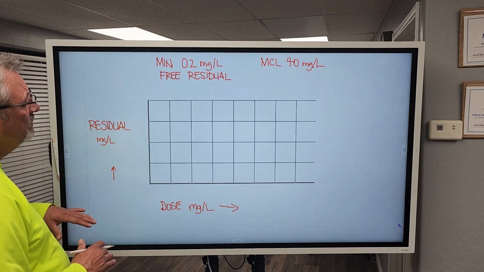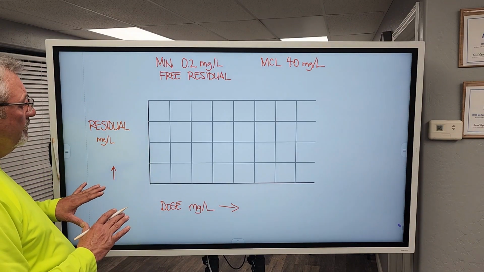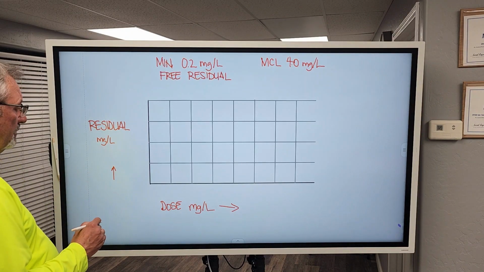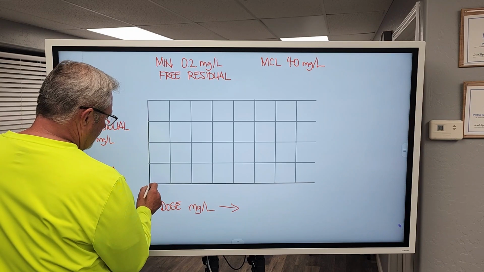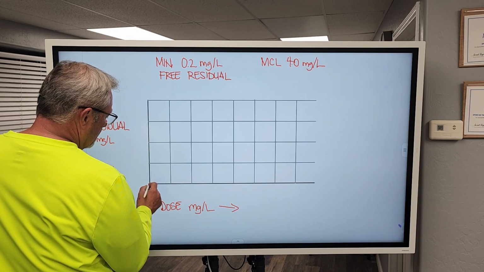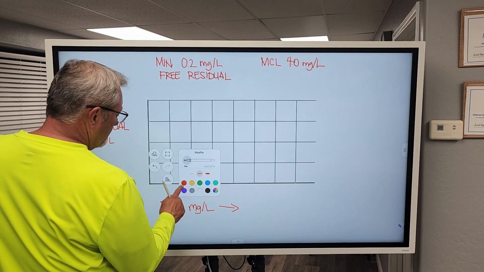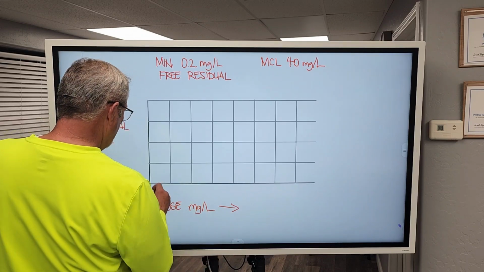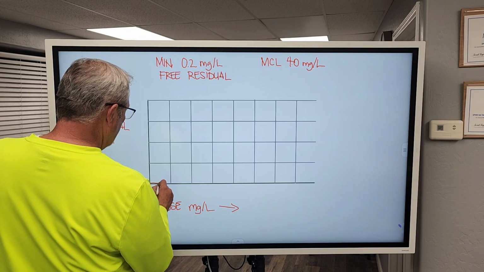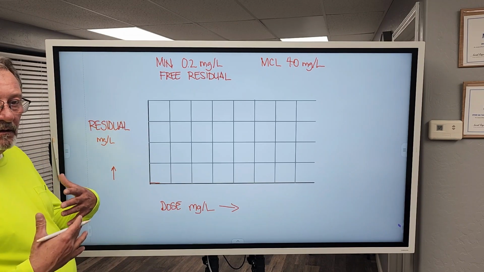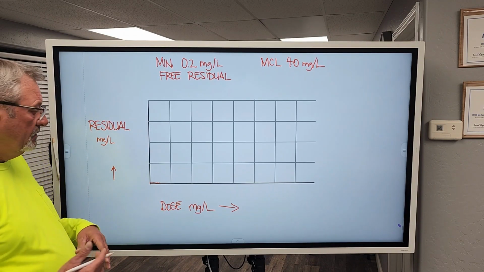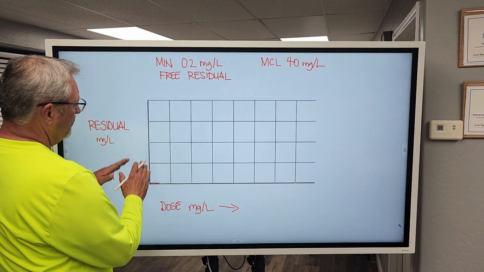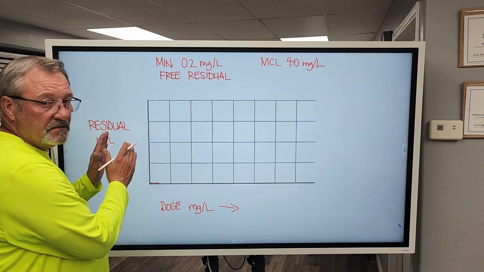So now, the first initial dose of chlorine is going to go into the water. It's going to go here, and initially there's going to be no residual. So we're dosing with chlorine, and then we wait 20 minutes and measure the residual.